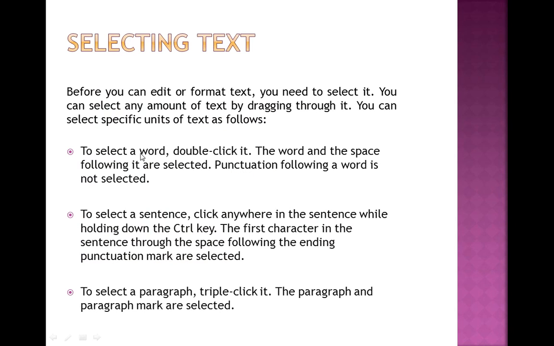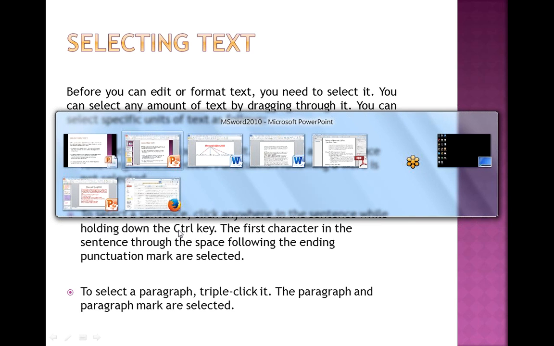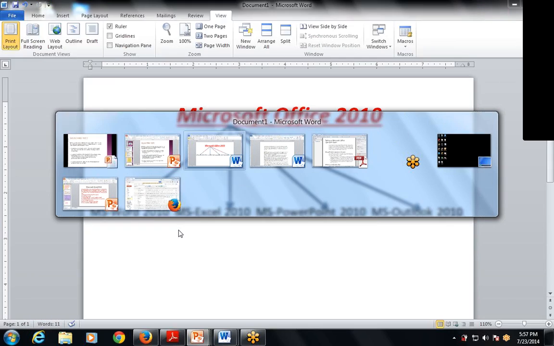So this says to select a word, double click it. The word and the space following it are selected, as I showed you. Punctuation following a word is not selected. To select a sentence, click anywhere in the sentence while holding down the control key, like this one.